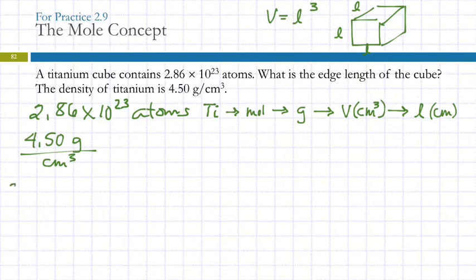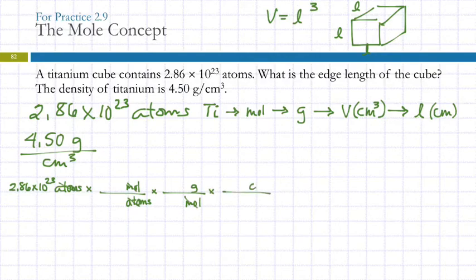So let's start. 2.86 times 10 to the 23rd atoms. And I've got a conversion factor here. So that's going to be moles on top, atoms on the bottom. And then another conversion factor with grams on top and moles on the bottom. And then another one where I have cubic centimeters on top and grams on the bottom.